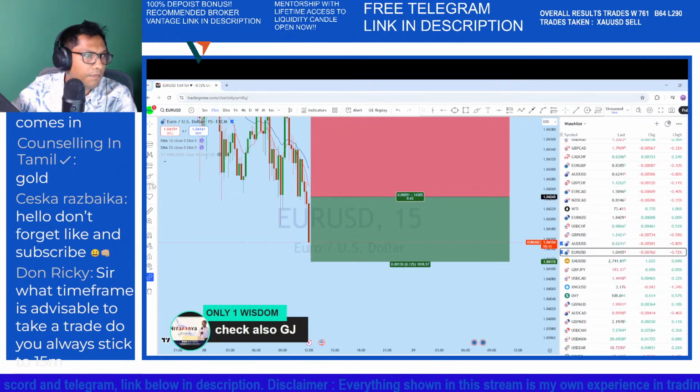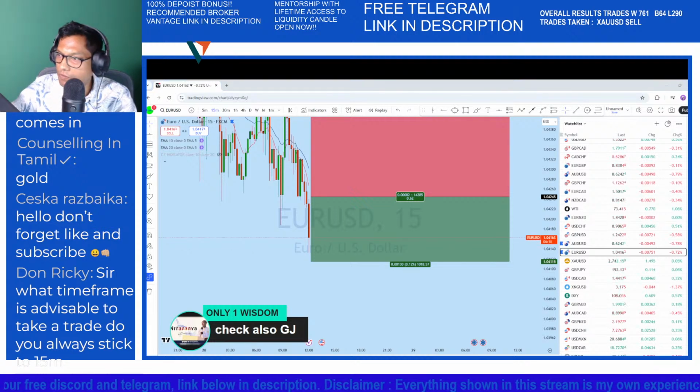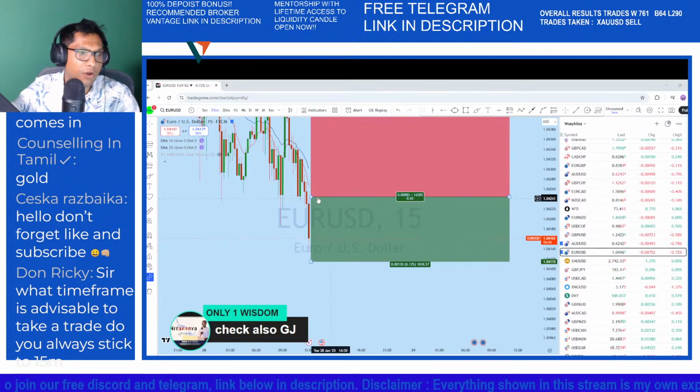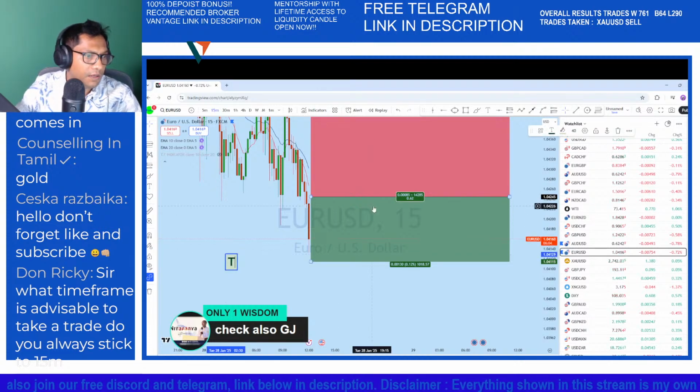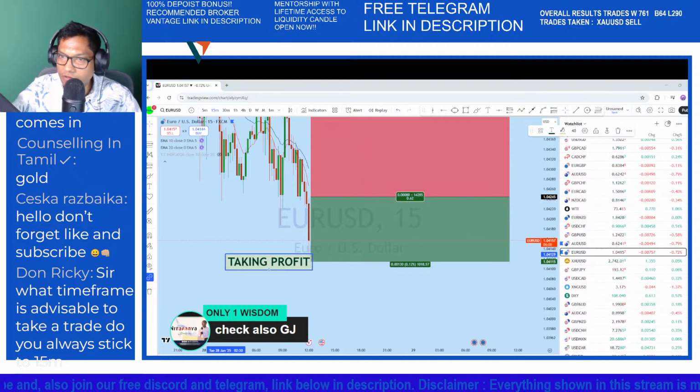Okay, so there are 7 pip running profit. I'm going to close it. It might just get a short-term bounce. Want to take it? I'm taking 7 pip profit off the market on EURUSD.